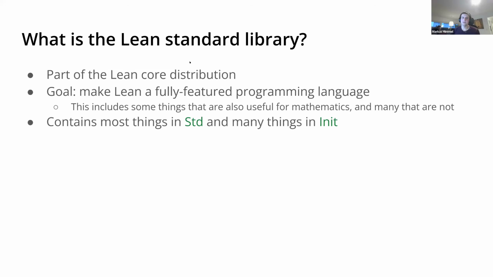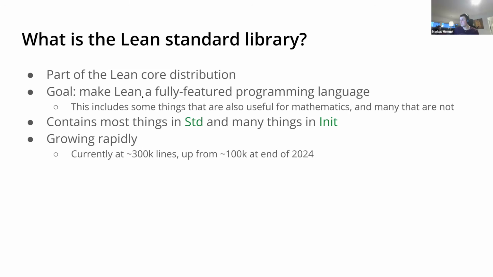As for where you can find the standard library in the Lean distributions, we have this module and also namespace called Std, which contains the standard library, but we also have the root namespace and the Init module, which contains things like the natural numbers. Both of these are the standard library. There are parts of Init which are part of the standard library and parts which are not, and most things in Std are the standard library.